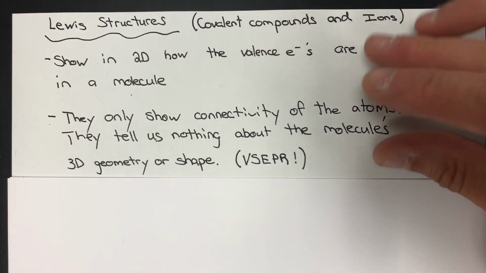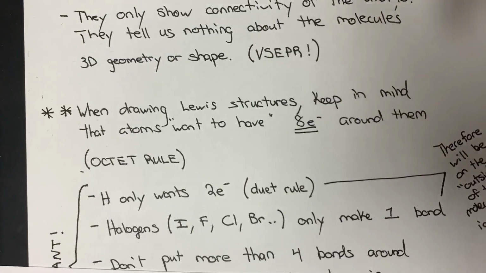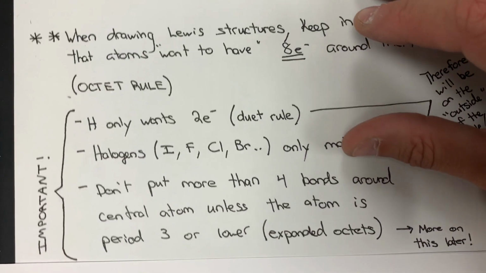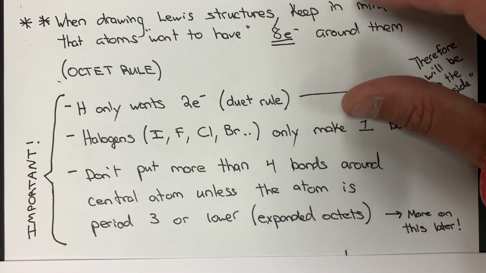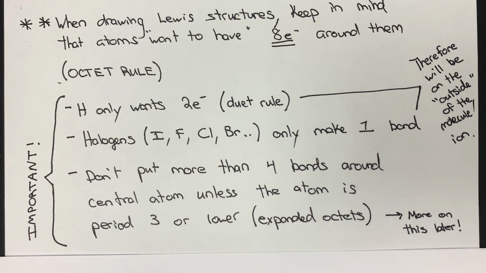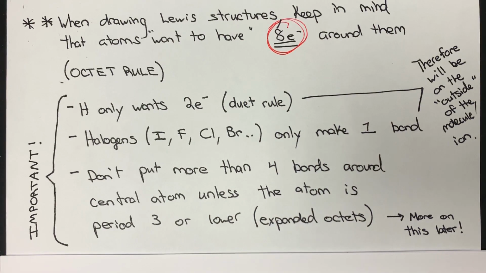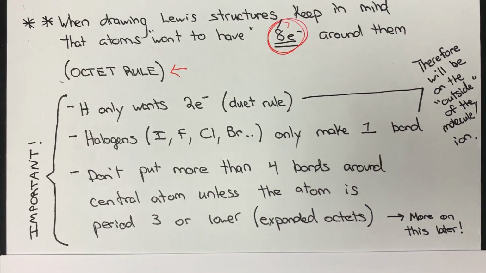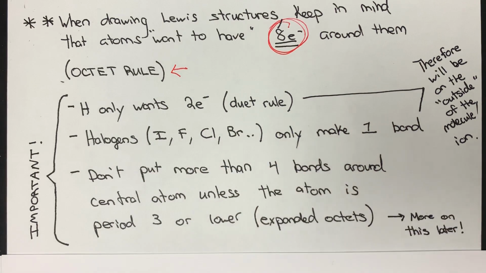Before we get into the rules of Lewis structures, just a couple quick reminders that I think you'll fall back on in a number of different scenarios. When we go to draw Lewis structures, one of the first things to consider is that we are always looking out for atoms to have 8 electrons around them. We refer to this as the octet rule. That being said, there are some things to take note of. First and foremost, hydrogen only ever wants to have 2 electrons. We refer to this as the duet rule. Given that it only wants 2 electrons, it's always going to be on the outside of a molecule or an ion.